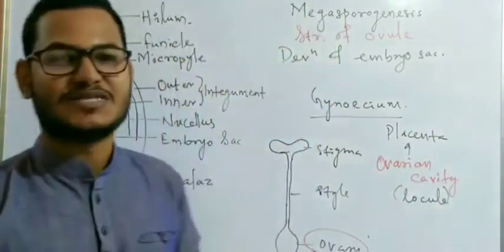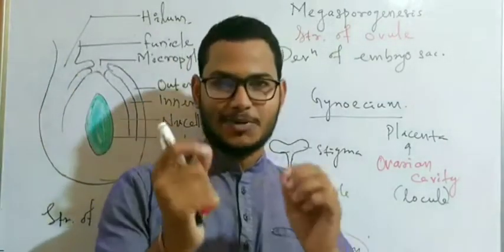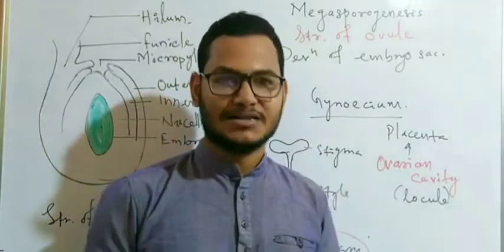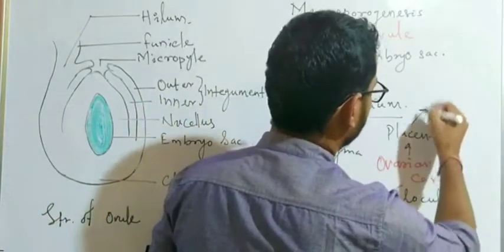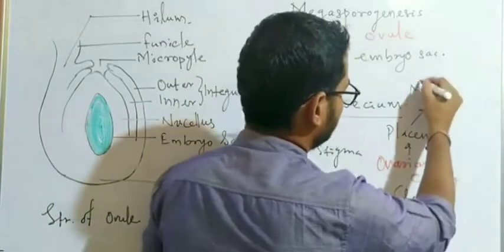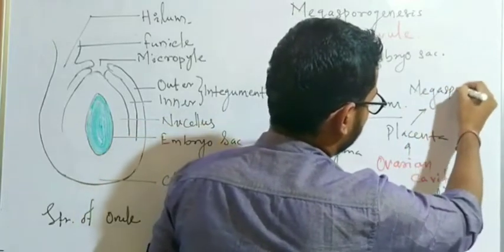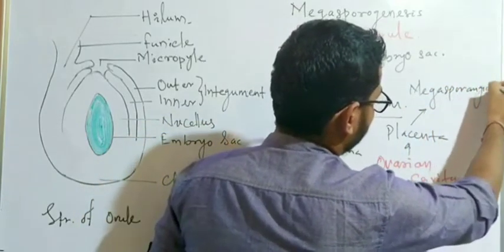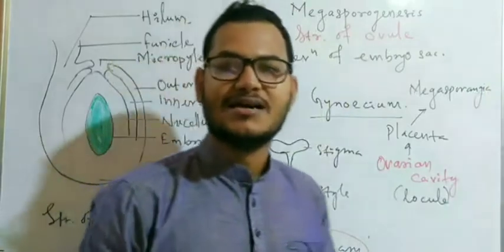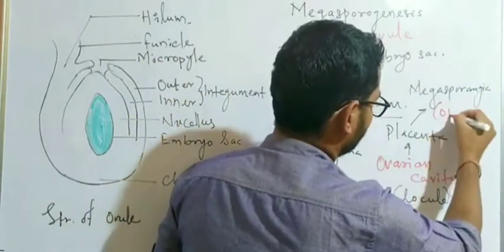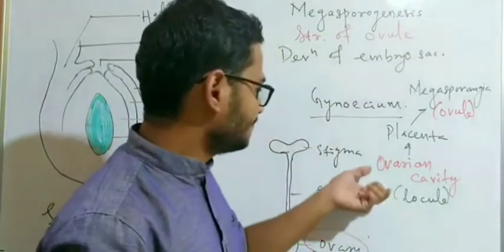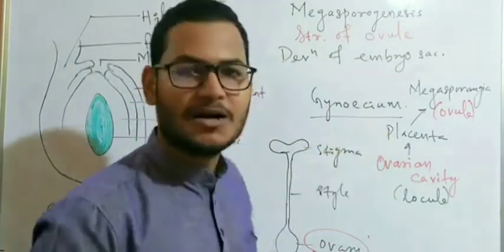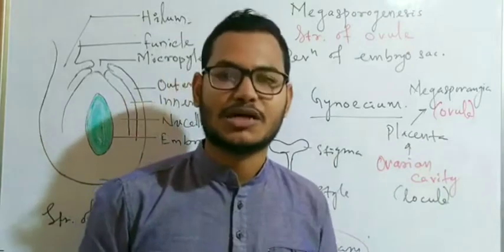The placenta plays a very important role in the development of the megasporangia, and the megasporangium is nothing but the ovule. So the ovule is formed inside the ovarian cavity with the help of the placenta. So the placenta plays an important role.